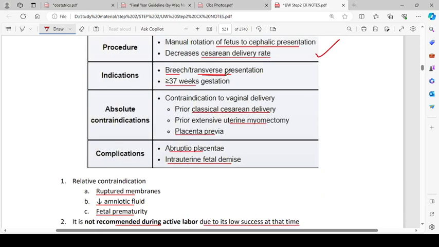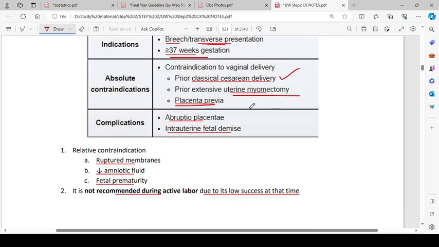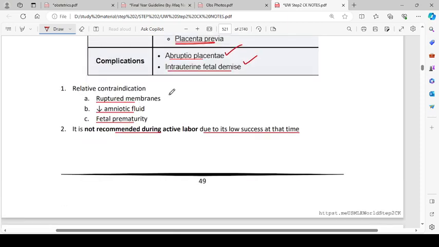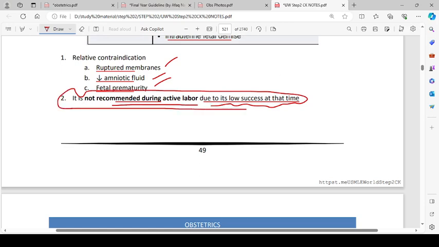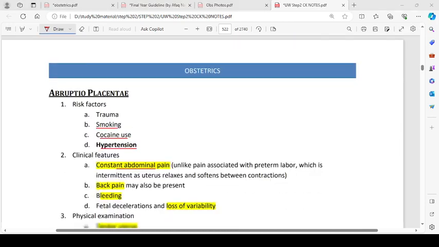Indications are breech or transverse presentation at more than 37 weeks of gestation. Absolute contraindications are contraindications to vaginal delivery, prior classical cesarean delivery, prior extensive uterine myomectomy, and placenta previa. Complications include abruptio of placenta and intrauterine fetal demise. Relative contraindications are ruptured membranes, decreased amniotic fluid, and fetal prematurity. It is not recommended during active labor because of low success at that time.